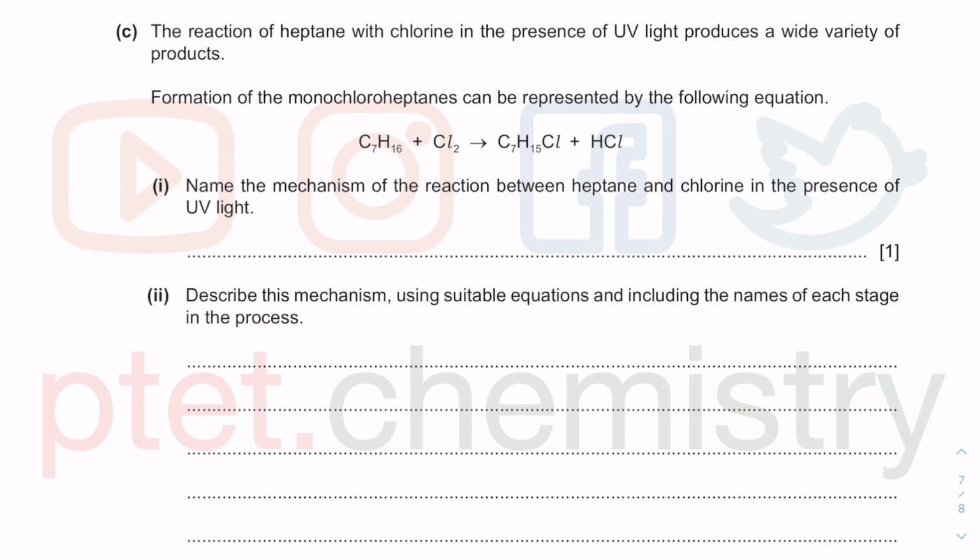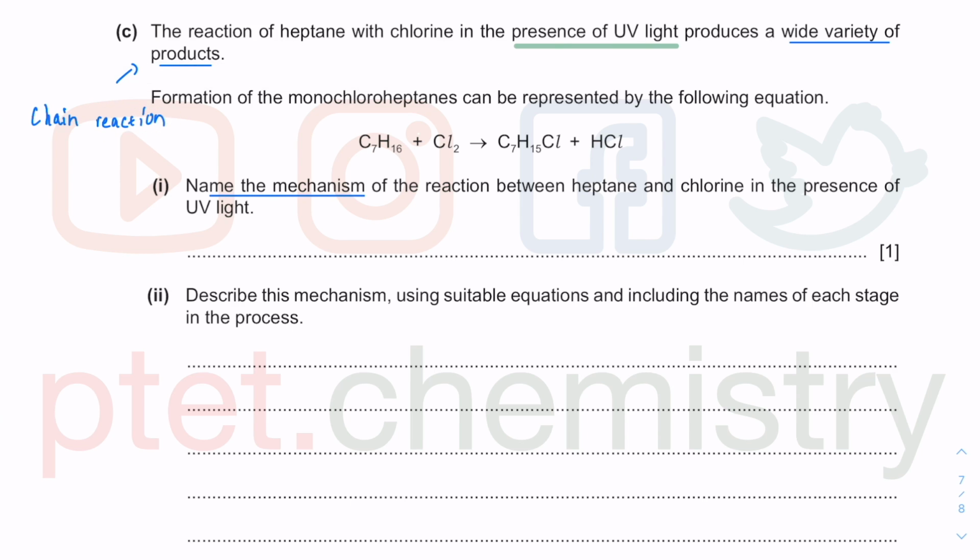Now part C is about the free radical substitution mechanism, and you need the presence of UV light. You get a wide variety of products. That is why this is called a chain reaction. It's like a nuclear reaction. You can't control it because it's very reactive. Radicals are very reactive. Propagation especially is quite hard to control because it just spreads everywhere.